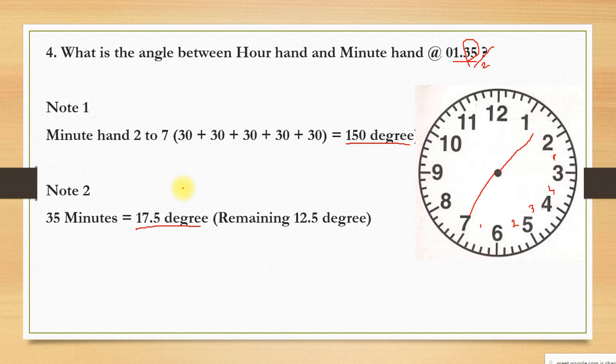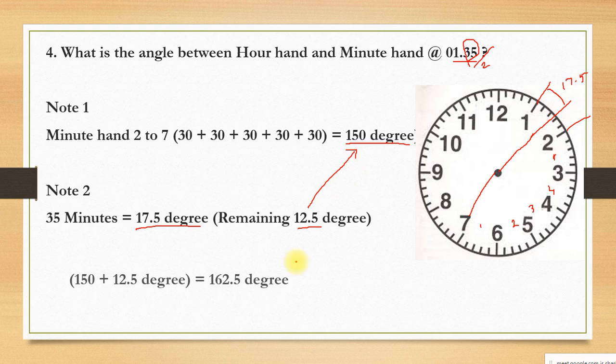As I already taught you, as per note number 2 in our concept, when the minute hand goes 60 minutes, the hour hand degree would be 30 degree. Okay, what we are doing is converting into 1 minute. So 1 minute is half a degree. Then 35 minutes is how much? 17.5 degree. So the value I got is 17.5. Then how much remaining will be there? 30 minus 17.5, which is nothing but 12.5 degree. So you simply add this 12.5 to this 150, so that the value would be 162.5 degree.